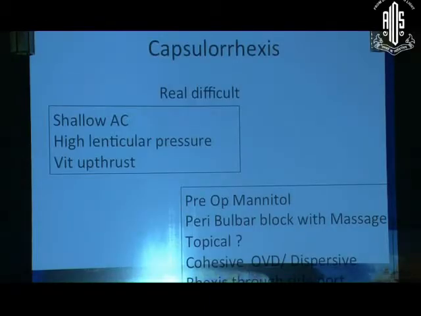Capsular rhexis is always difficult because of the small AC, high lenticular pressure, and positive vitreous pressure. You can use preoperative mannitol, peribulbar block, or topical anesthesia. For viscoelastic, it is better to use cohesive or dispersive viscoelastic. And it is better to use microrhexis forceps from the side port.